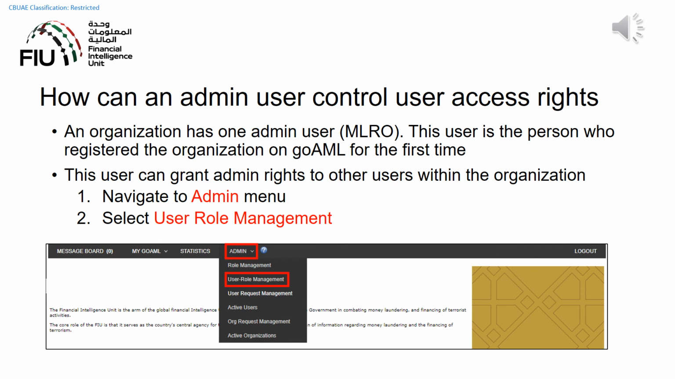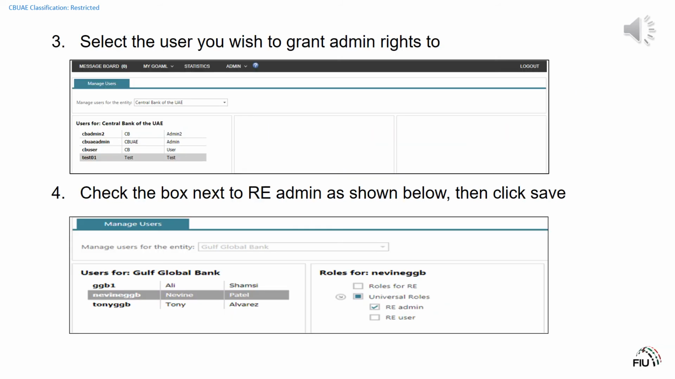How can an admin user control user access rights? An organization has one admin user role, or the MLRO. This user is the person who registered the organization on the goAML for the first time. The admin user can grant admin rights to other users within the organization by navigating to the admin menu and selecting User Role Management. The admin user can then select the user he wishes to grant admin rights to.